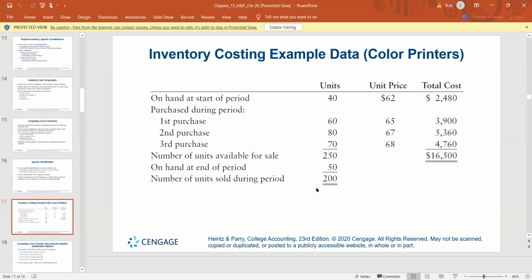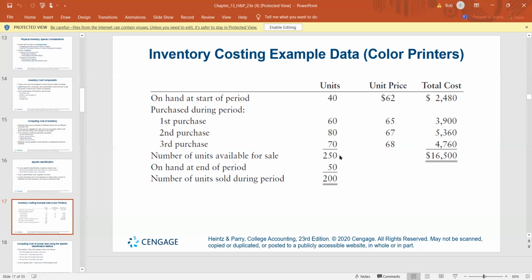Okay, say hello to a very important template. You're going to see a lot of this in your homework, okay? We start our inventory with 40 units, and we paid 62, and you notice the price went up each time. But let's just check the units. We had 40 units at the beginning of the month, and then we brought in another 60, another 80, and another 70. So our total units available becomes 250. It's 40 plus 60 is 100, plus 80 is 180, plus 70, 250.